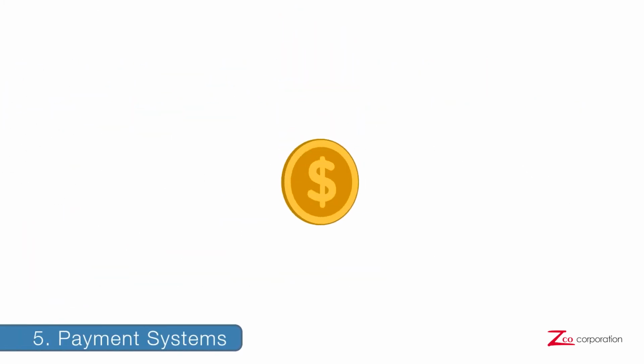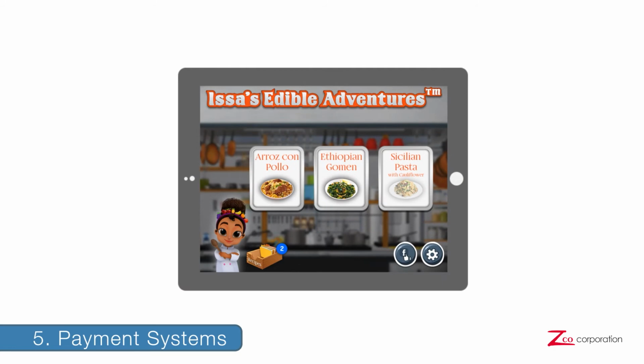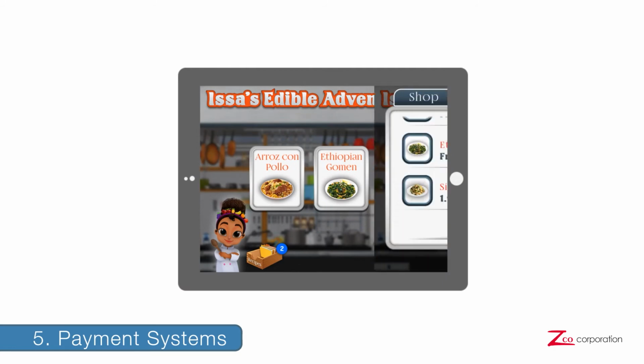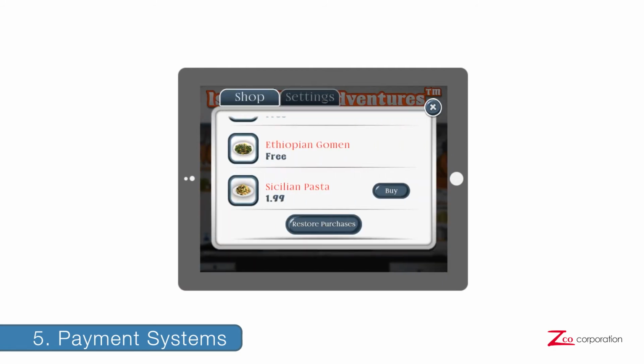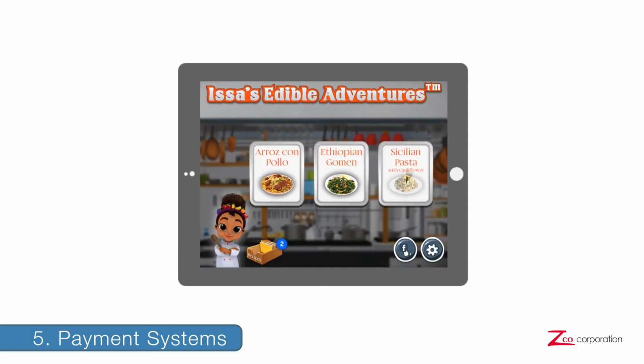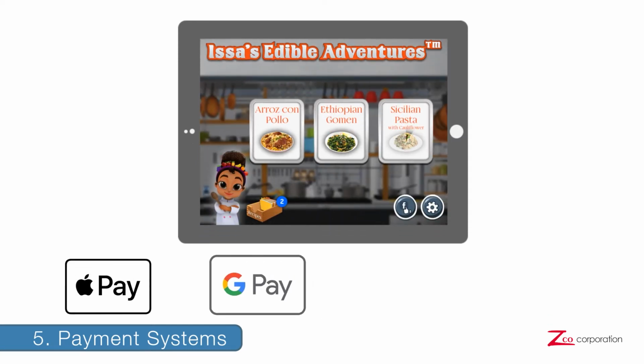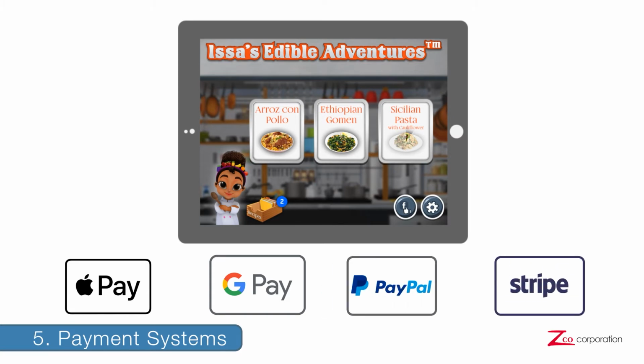Number 5. Payment systems. If your app will require purchasing, whether it be for a product or subscription, a payment system will need to be integrated. This could be in-app through Apple or Google Pay, or an external source like PayPal or Stripe.